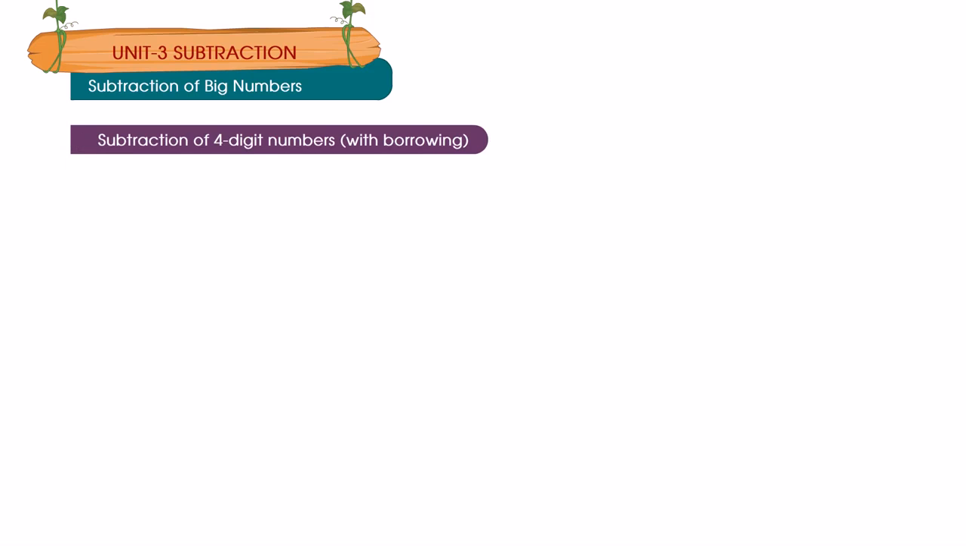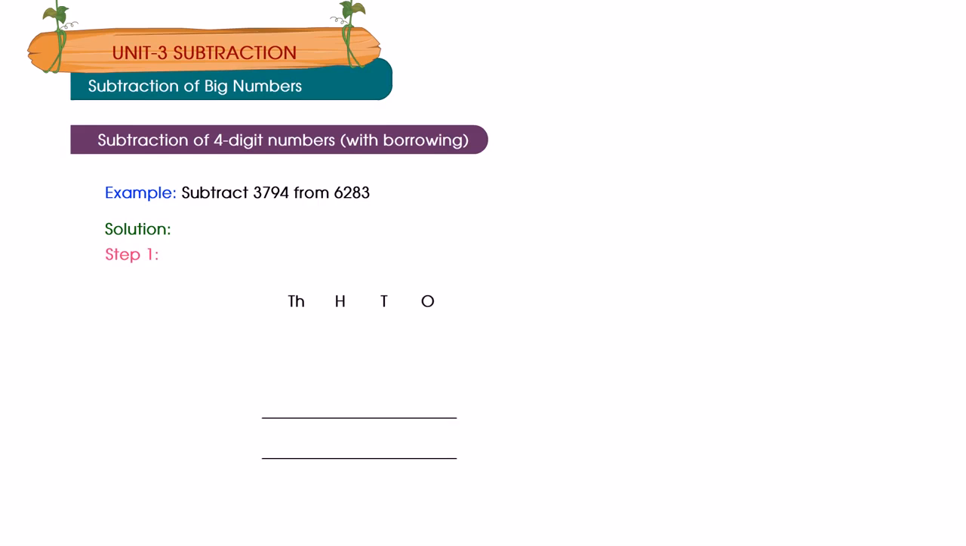Subtraction of 4-digit numbers with borrowing. Example. Subtract 3794 from 6283. Solution. Step 1. We write the numbers in the columns.